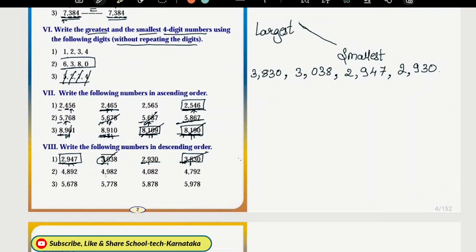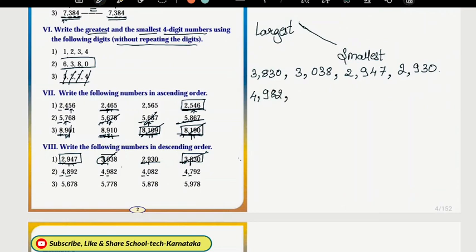Okay. Similarly, for the next one, 4892, 4982, 4082 and 4792. We need to find the largest of these 4 numbers. So we start from thousands, 4, 4, 4, 4. Since they all are same, we move to hundreds place. 8, 9, 0, 7. 9 is the largest.